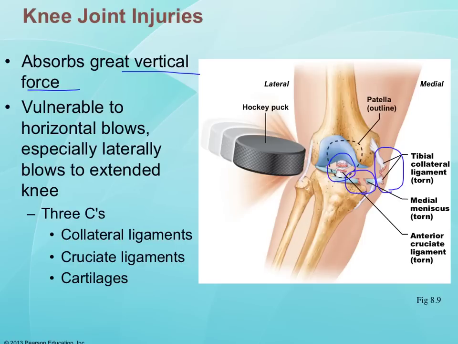The 3 C's are the common injury sites for the knee. Collateral ligaments, here is the MCL, and the cruciate ligament, here is the ACL, and the last one is cartilage. In fact, most of the time those are the menisci just along the knee.